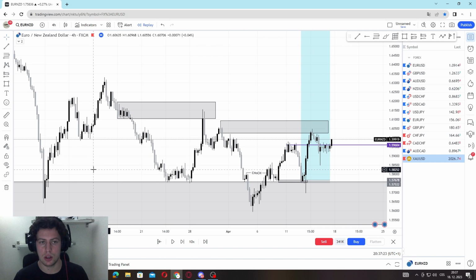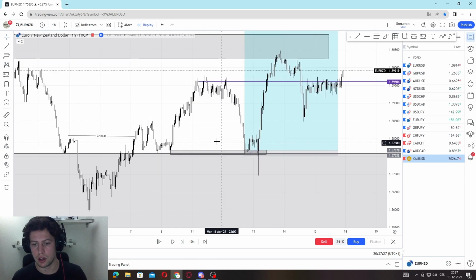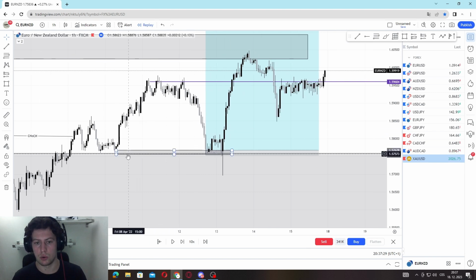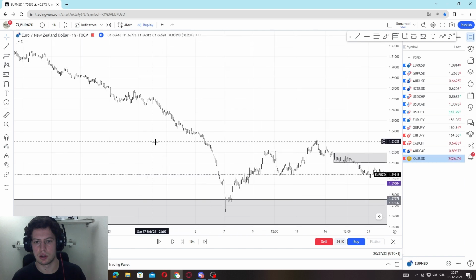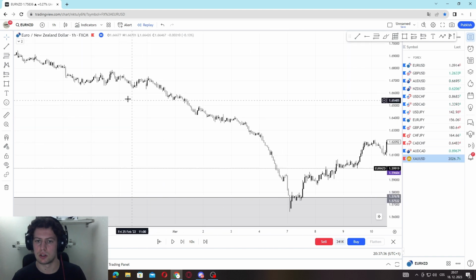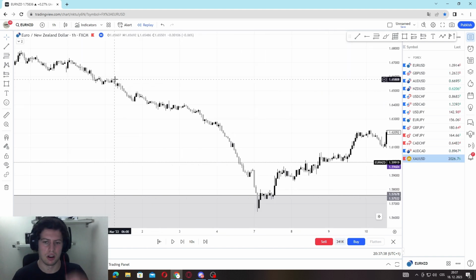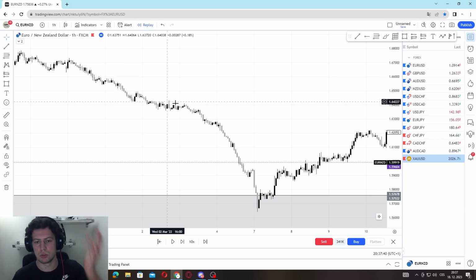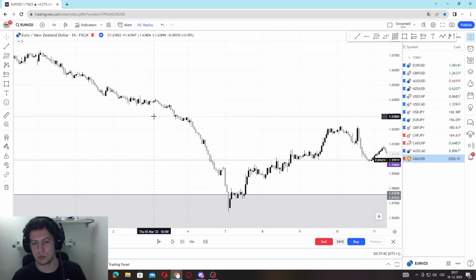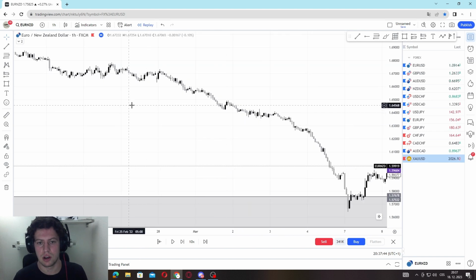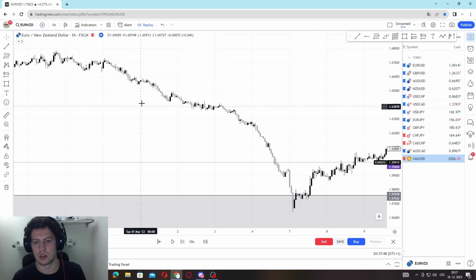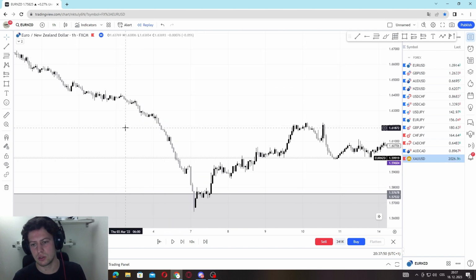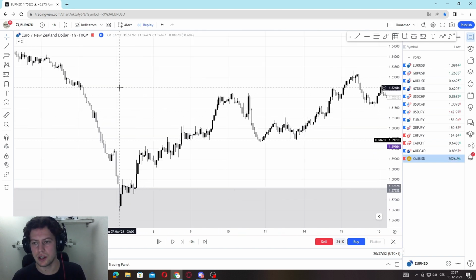Okay, so we are on a 4 hour, we go on 1 hour. Here you can see that we have more moves. We can see it better. Also these things, but I wouldn't trade it. Why would I trade it? You have some break of structures. Yes, you have consolidation, but not a big impulse right here.